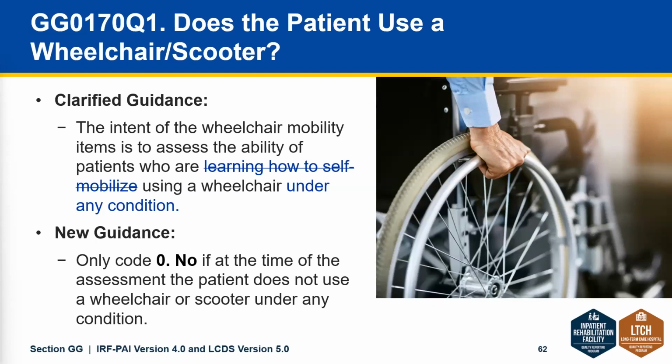GG0170Q1, does the patient use a wheelchair or scooter, is our first wheelchair item. And this item is the question that determines whether or not the remaining wheelchair items are assessed. In the current manual, the guidance is to code the item for patients who are learning how to self-mobilize. The guidance has now been updated to say the intent of the wheelchair mobility items is to assess the ability of patients who are using a wheelchair under any condition. Therefore, the only time a 0 no would be selected is if at the time of the assessment, the patient does not use a wheelchair or scooter under any condition.